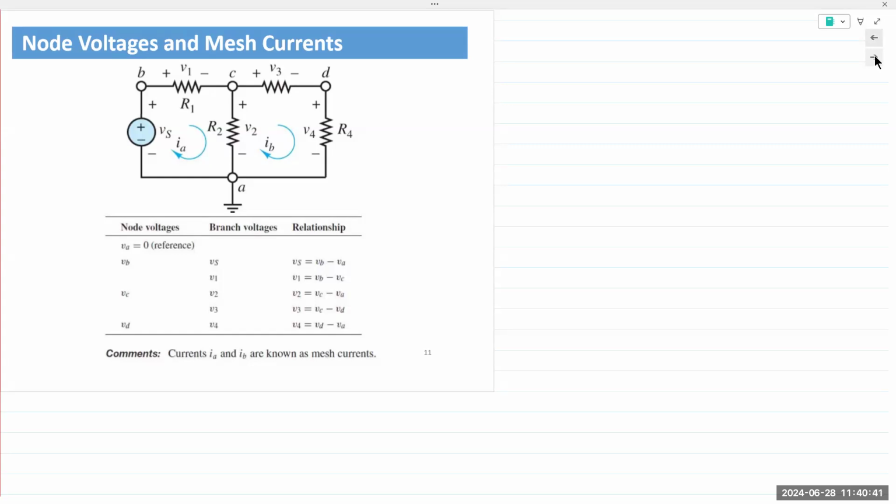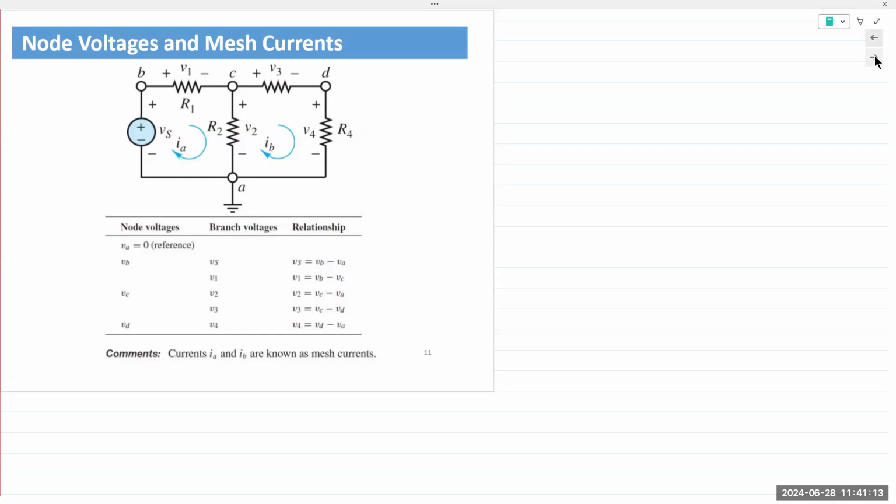Analytical solutions, right? We want to solve for these voltages and currents mathematically. To do that, we need equations. And to generate these equations, we apply Ohm's law, we apply KVL, we apply KCL. And that's it. That's what we're doing in these two techniques. We are applying KCL and KVL to generate a system of equations, and then we will solve those equations to determine the quantities.